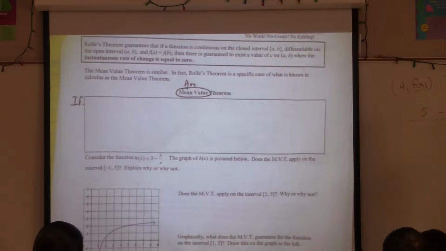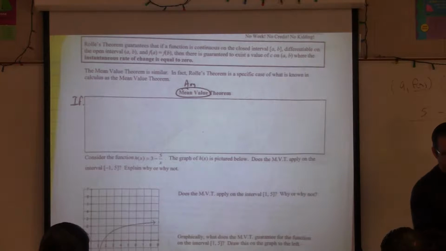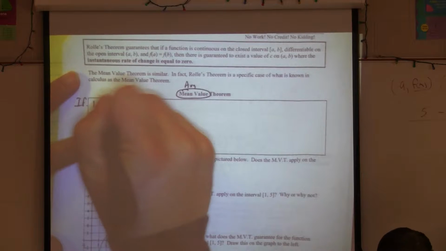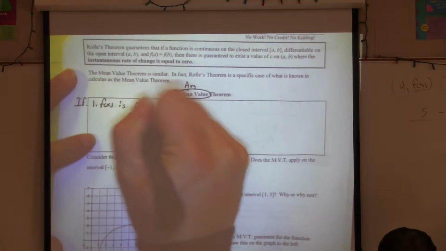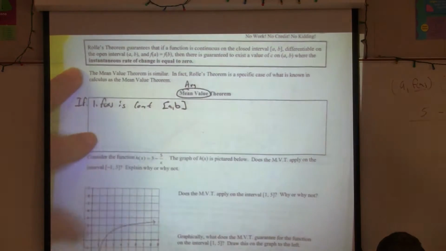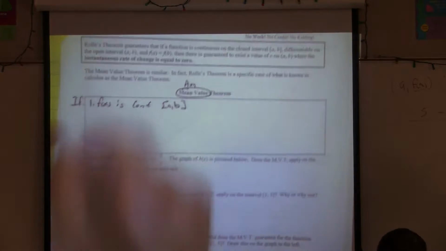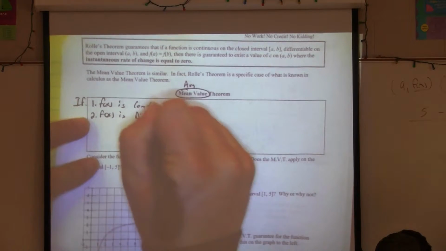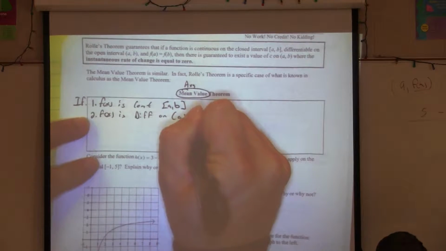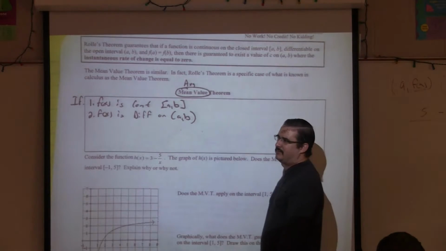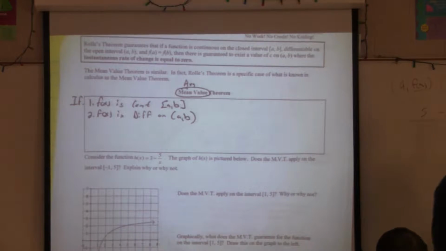Two conditions must be met in order for mean value theorem to apply. The first one is that the function must be continuous. So f of x is continuous, again on the closed interval AB. The second thing that must be true is that the function is differentiable on the open interval AB. So that's all that has to be true for mean value theorem to apply. No third special condition like in Rolle's theorem, since it's a special case.